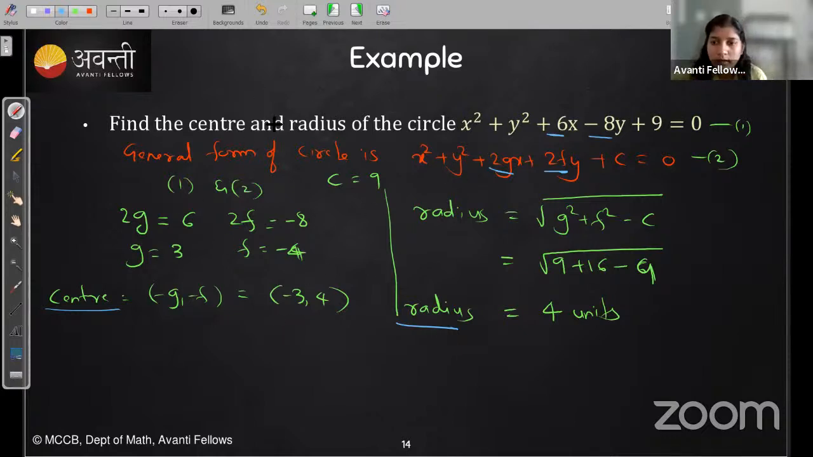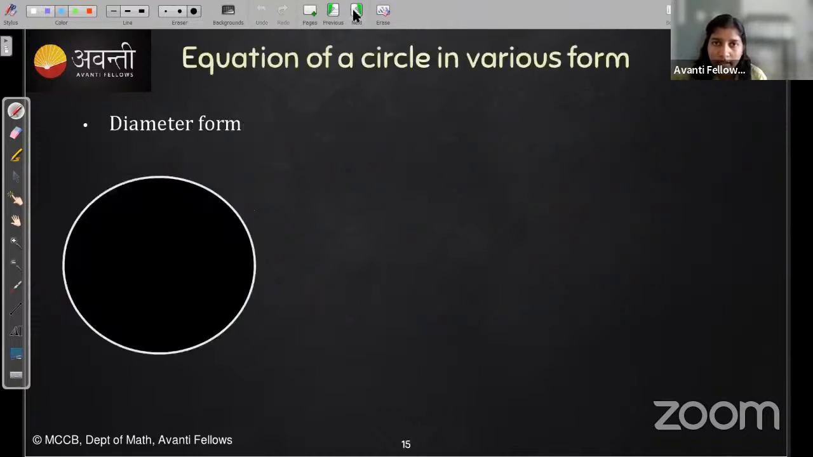Okay. Cool. If there's no doubt, we will move on to the next one. Now, in the previous topic, we discussed the general form of our circle, right? Now we will discuss the diameter form. What is this diameter form? When the coordinate points of the ends of the diameter are given, how do we find the equation of the circle? So, okay, we'll see that.